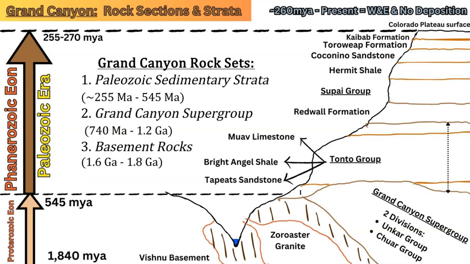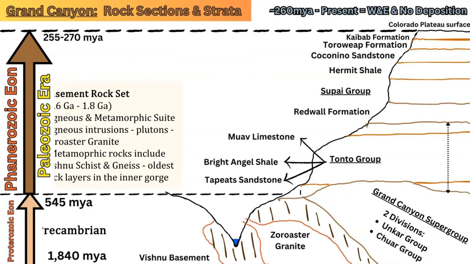The Paleozoic strata starts around 445 million years ago, and the Grand Canyon Supergroup is between 745 million years to about 1.2 billion years, and the oldest is the basement rocks, of around 1.6 to 1.8 billion years old.